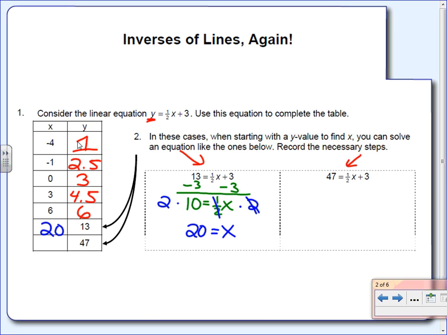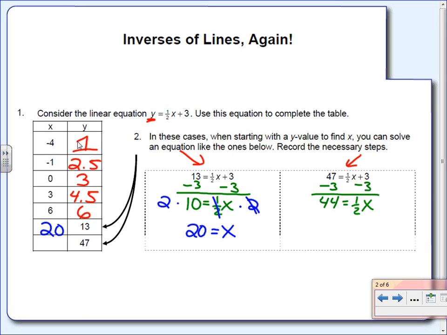Let's try that again. This time they give me a 47. I want to know what is the x value when the y value is 47. So let's do that again. First thing we're going to do is subtract 3. So 47 minus 3 is 44. So now what I have is 44 is equal to 1/2 x, but that's not the answer yet.